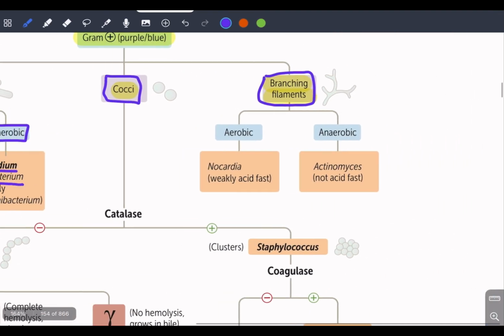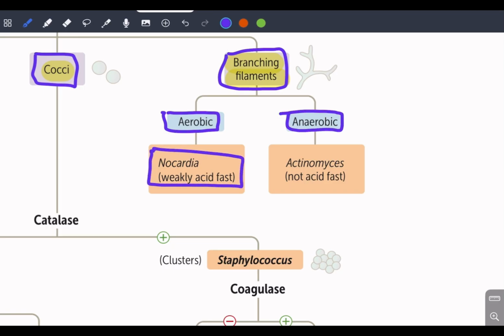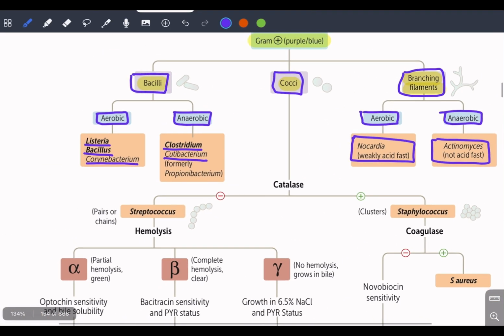Then if we talk about another small branch, the branching filaments, they also include aerobic and anaerobic. In aerobics, we have Nocardia, which is partially or weakly acid fast, and then we have Actinomyces, which is not acid fast. What is acid fast, what is gram positive, what is gram negative, we have already discussed. Then we have cocci. Cocci are round or oval shaped bacteria.